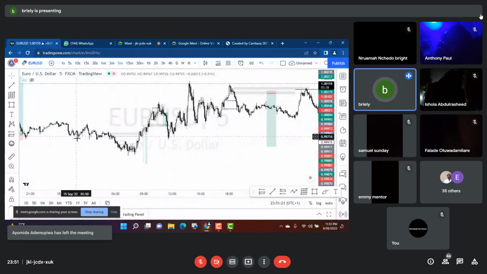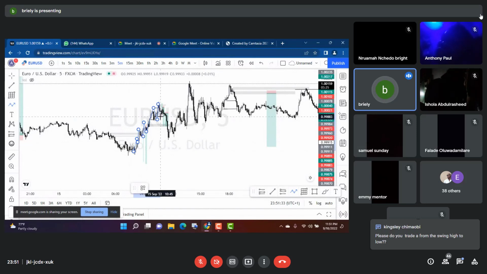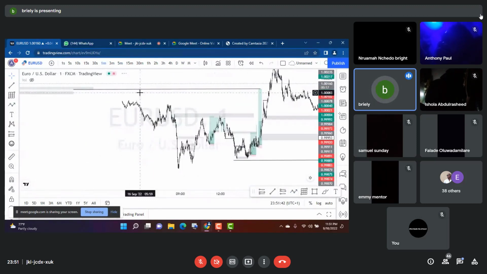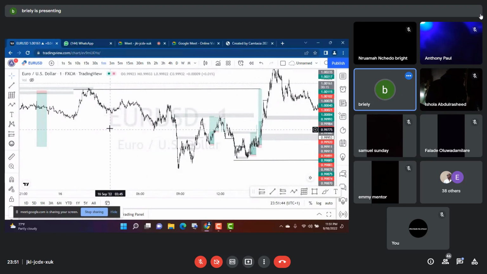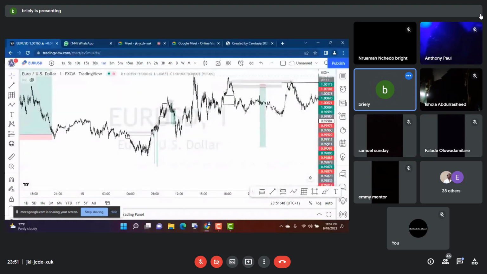Okay. So I was having a series of highs and lows at this level. From 5 minutes, I was having a series of highs, low, high, low, high, low. And then price broke structure to the downside. But it will be clearer on the 1 minute time frame. And look at it here.